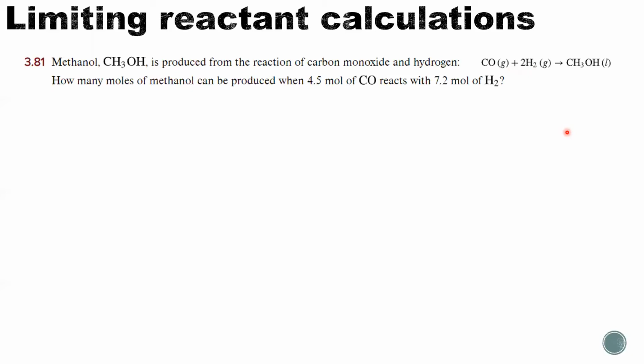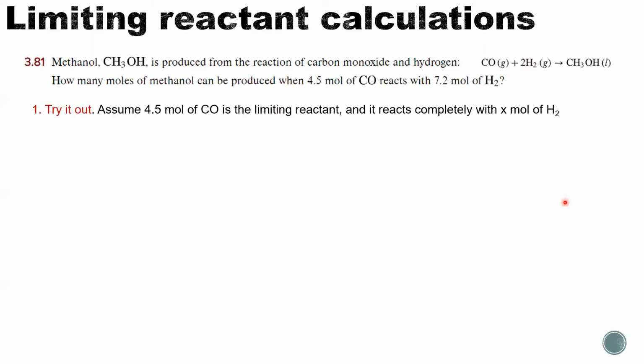All right. Obviously, it's a stoichiometry calculation. It asks you for the moles of methanol and then gives you information on reactants, right? But since both reactants are given, we need to determine which one is the limiting reactant. We're just going to try it out, okay? Assume the CO is the limiting reactant, and let's see how much hydrogen it needs to completely react, X moles of hydrogen, okay?